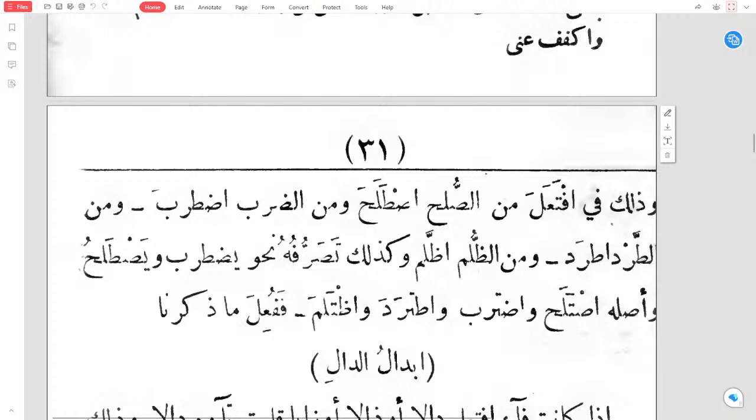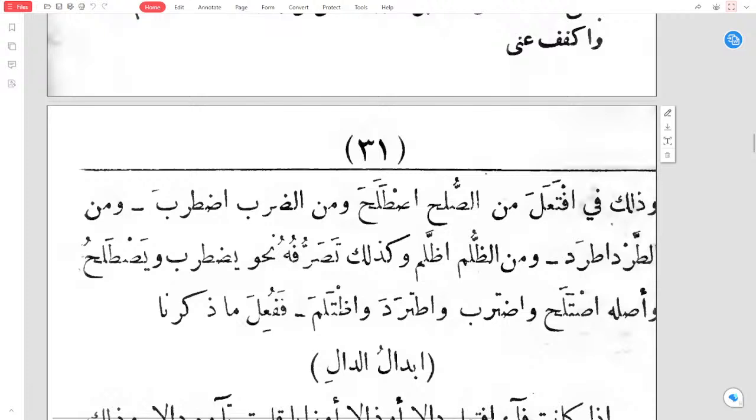اضطرب means to be shaken and moved, almost meaning of to be hit, but it means there's some movement in it or shaking, instability, to be unstable maybe as well. So rather than saying اضترب, you will say اضطرب. ومن الطرد اضطرد, طرد means to throw or to cast. اضطرد means to be cast.